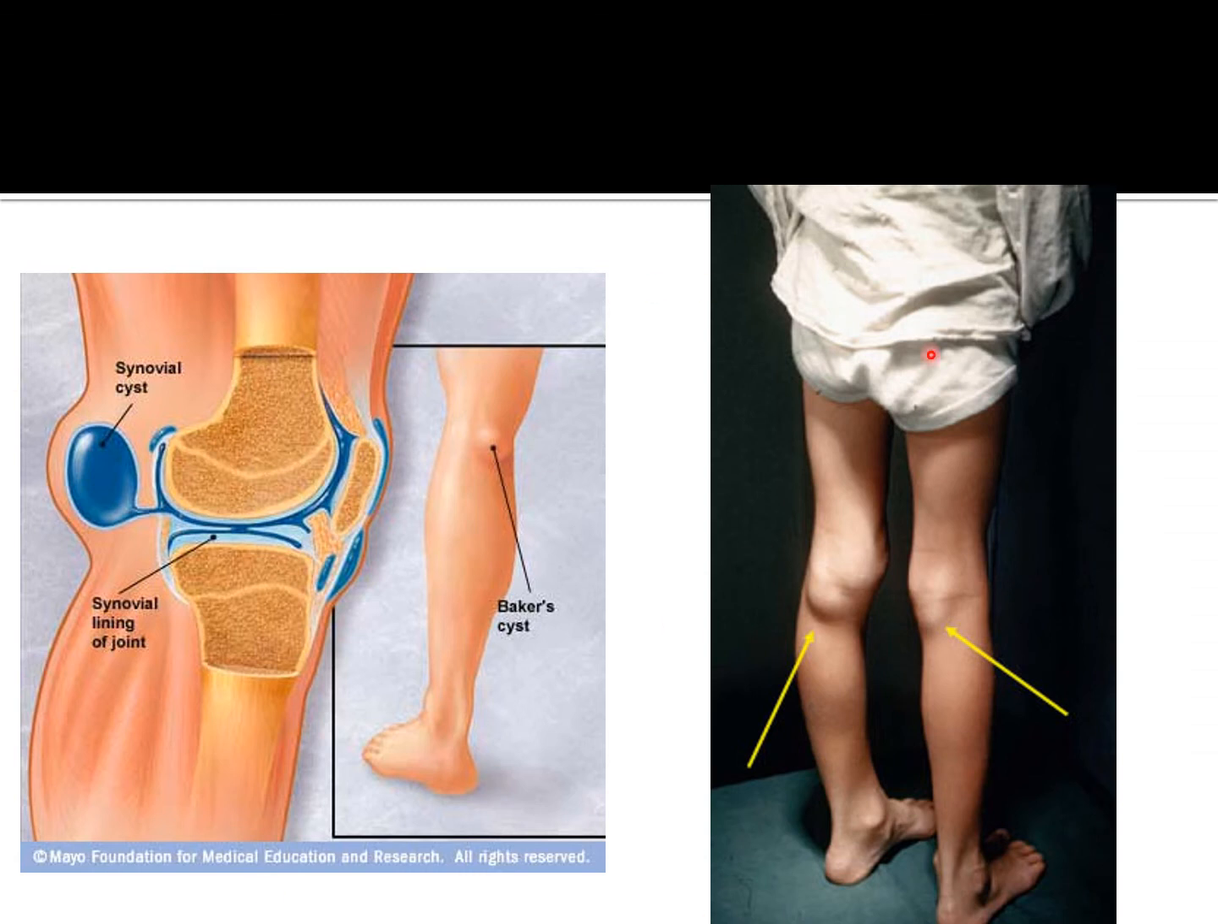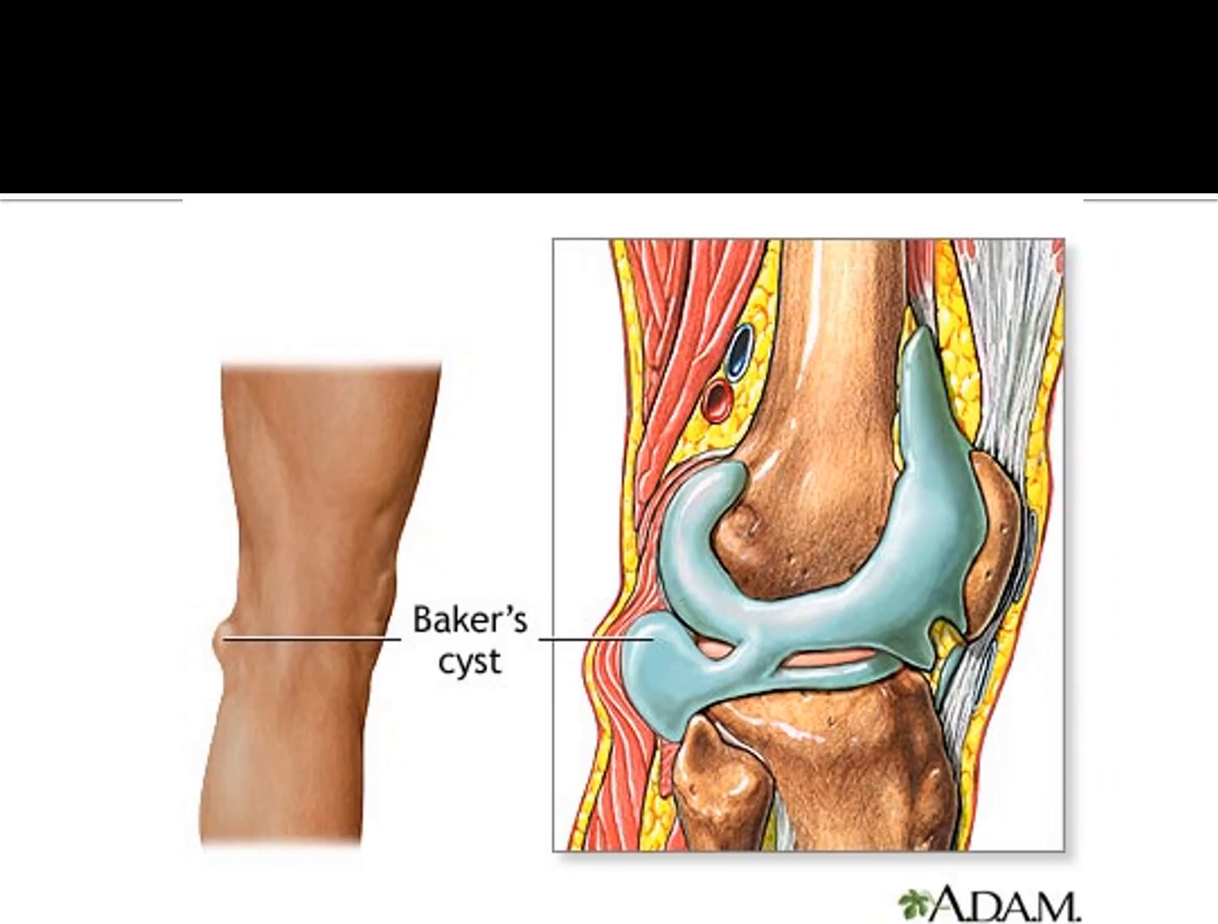Here you can see there is an extension of the synovial fluid outside and it is protruding on the posterior side. This is called the Baker's cyst. This is nothing but an extension of the synovial membrane on the posterior aspect in the popliteal fossa. So here also you can see the Baker's cyst, the synovial membrane protruding out on the posterior aspect in the popliteal fossa.